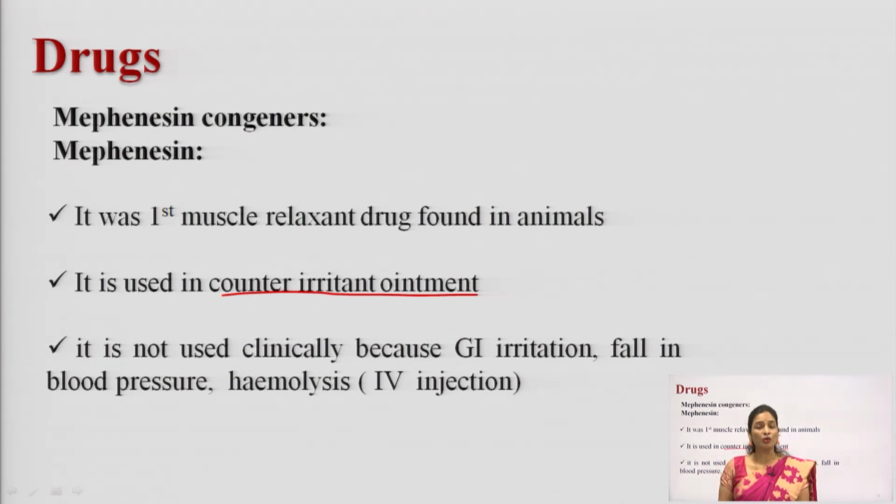Clinically it is not used. It was used as a central muscle relaxant, but nowadays this drug is not preferred clinically because of GI irritation, and after taking the drug it will cause a sudden decrease in blood pressure and hemolysis. What is hemolysis? Destruction of blood. When given intravenously, it causes hemolysis. So, these are the major drawbacks of this drug, and so this drug is not clinically used nowadays.